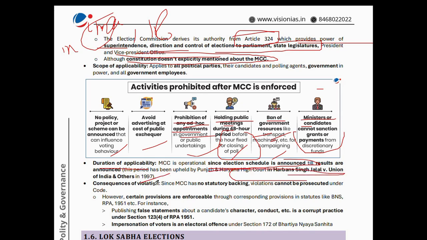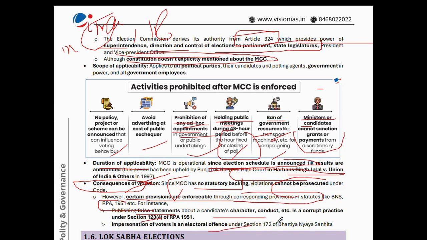Since the model code of conduct has no statutory backing, violations cannot be prosecuted under the code. However, certain provisions are enforceable through corresponding provisions of statutes like the Bharatiya Nyaya Sanhita or the Representation of People Act. Publishing a false statement about a candidate's character or conduct is a corrupt practice under the Representation of People Act 1951. Inducing voters is an electoral offence under Section 172 of the Bharatiya Nyaya Sanhita.